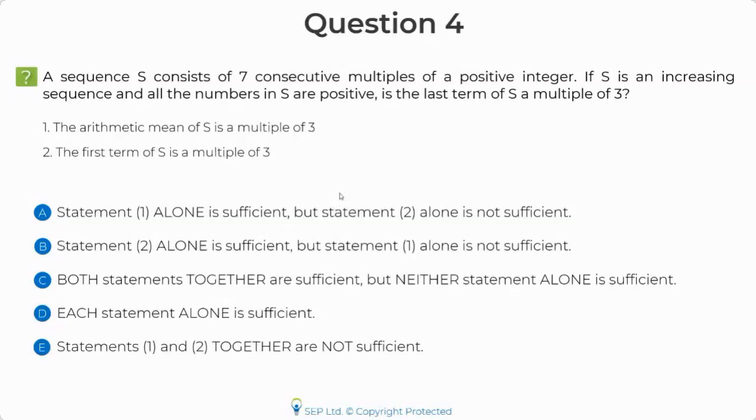Quick question here before I start discussing it. When you read the question that a sequence S consists of 7 consecutive multiples of a positive number, what did you do with this? Did you write something down, or you simply said, okay, let me just read along and do whatever I can do with it? Okay, or did you take something, 7 consecutive multiples, what did you do?